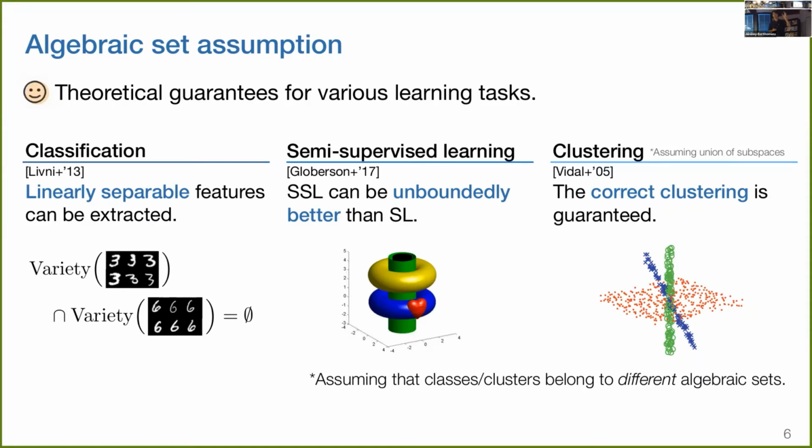So if we assume data points come from an algebraic set, then we can prove that semi-supervised learning is more powerful than supervised learning, as we expect. And similar things are said in clustering.